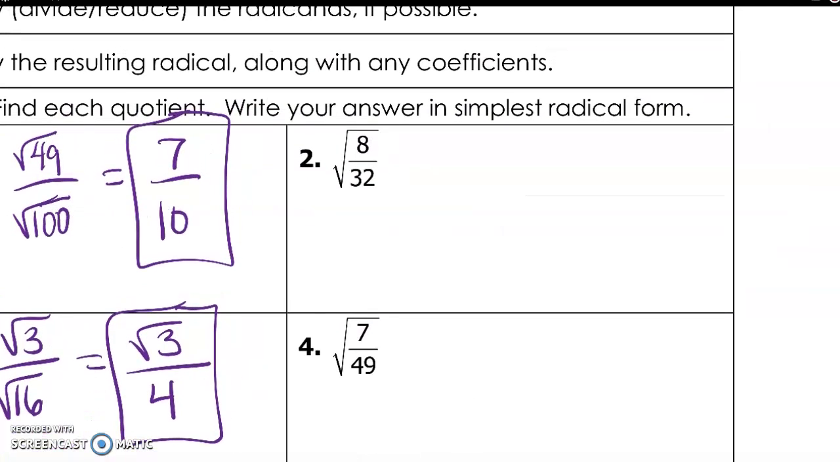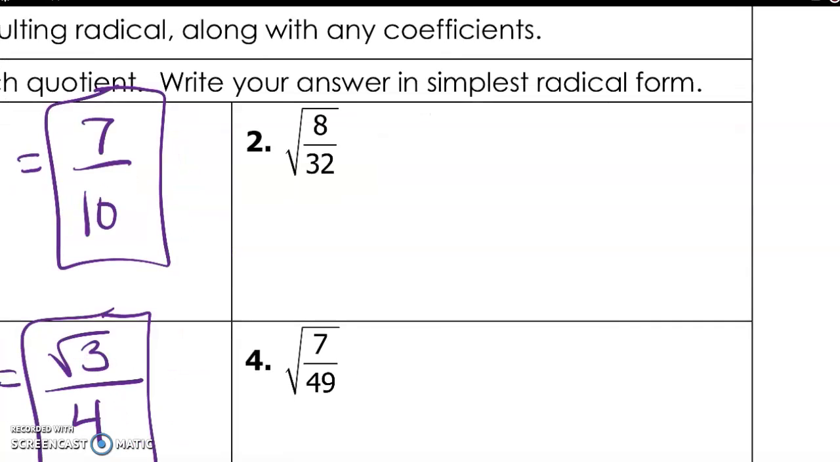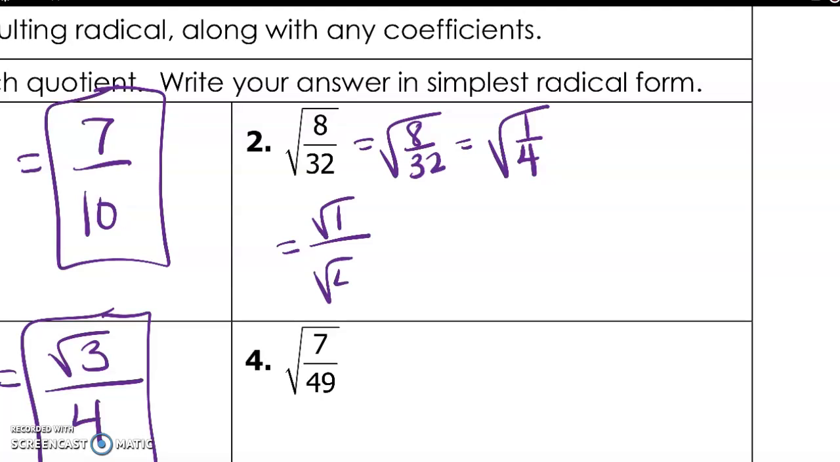So if we go back and look at number 2, 8 and 32 are not perfect squares, so we're going to simplify 8 over 32. 8 over 32 simplifies to 1/4. So we really are looking at the square root of 1/4, which means we can do square root of 1 over square root of 4. Those are both perfect squares. So our final answer is 1/2.